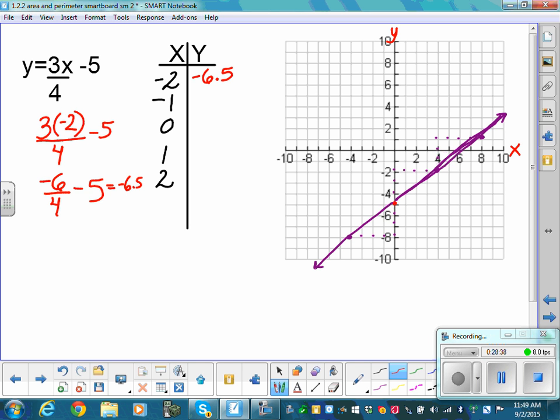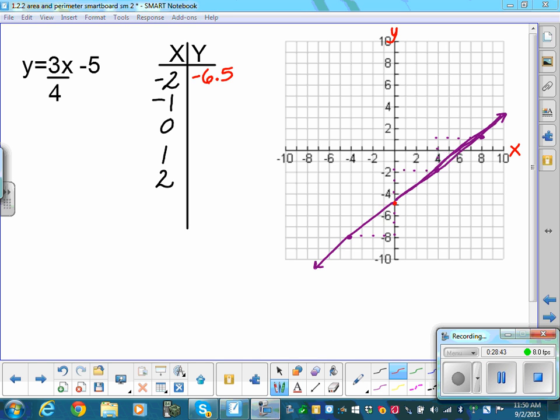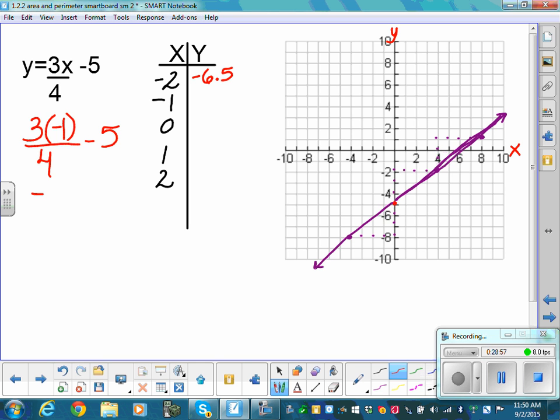All right, I'm going to erase that and plug in -1. Let's see what our Y is when we plug in -1. So I have 3 times X, which is -1, over 4 and then minus 5. We would get -3/4 minus 5. Once again, I'm going to type it into my calculator using parentheses: -3 divided by 4, and then minus 5, so -5.75. These aren't that pretty of values, but that's okay.